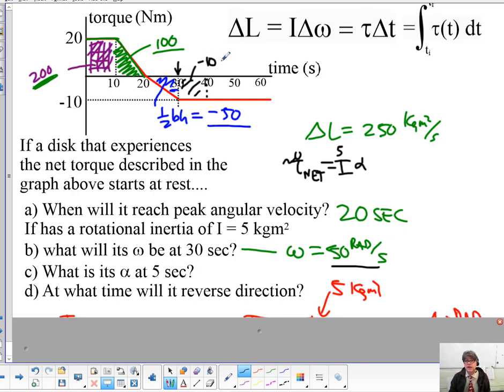If you want to get to zero velocity, that's when it reverses direction. That means we want our angular momentum to go back to zero. At 40 seconds, we're taking another 100 away from our 250, because we figured out for part B that it has 250 at 30 seconds. So another 100 makes this 150, another 100 and we're down to 50. So we'll need to go another 5 seconds to get to zero. That means at 55 seconds. So the answer to D is 55 seconds.